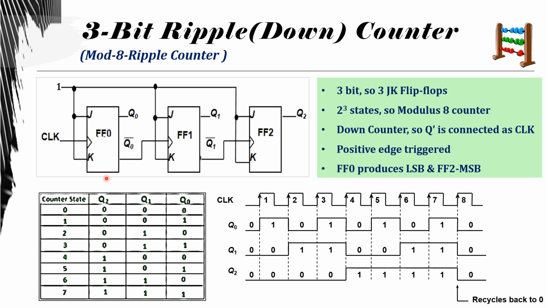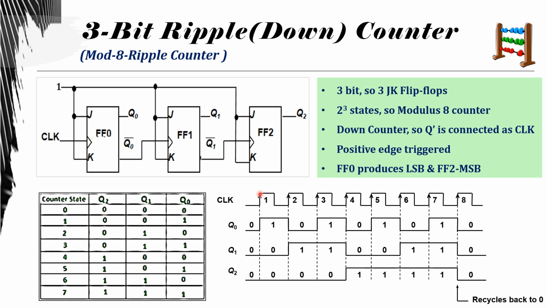So let's look into this logic diagram. We have three JK flip-flops. All the J and K terminals are connected to one. The first flip-flop is connected to an external clock. The outputs from the first flip-flop are Q0 and Q bar 0. This Q bar 0 is connected as the clock input of FF1. Since it is a down counter, the Q bar output is connected as the clock input of the next flip-flop.